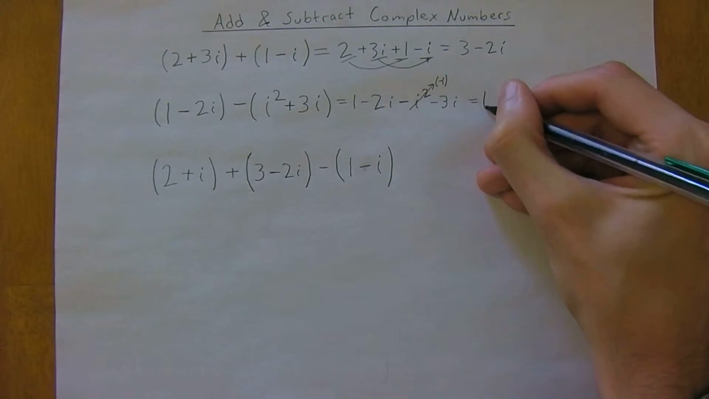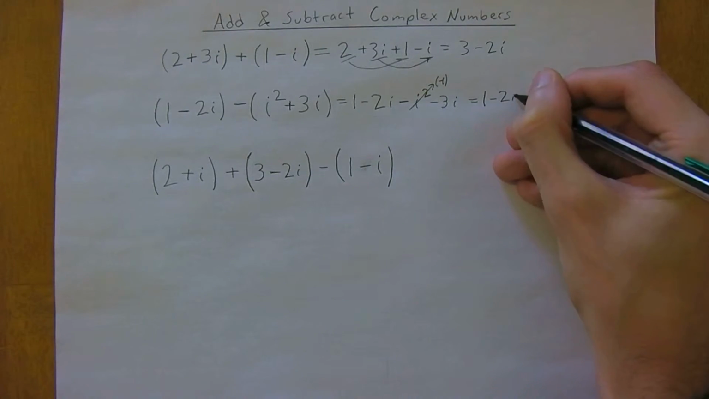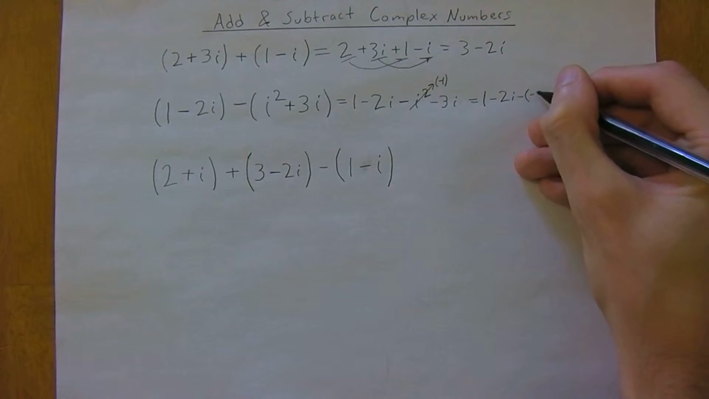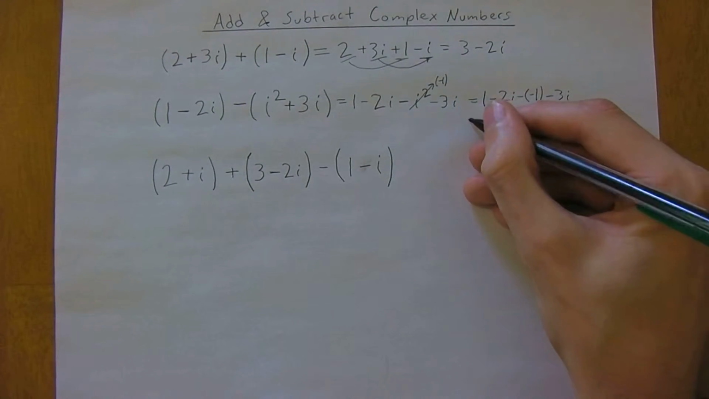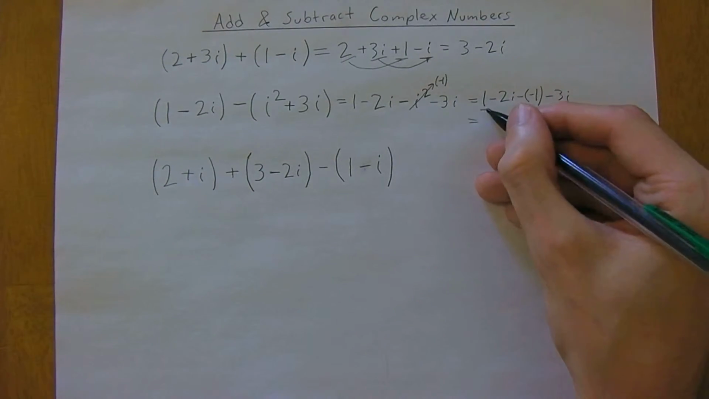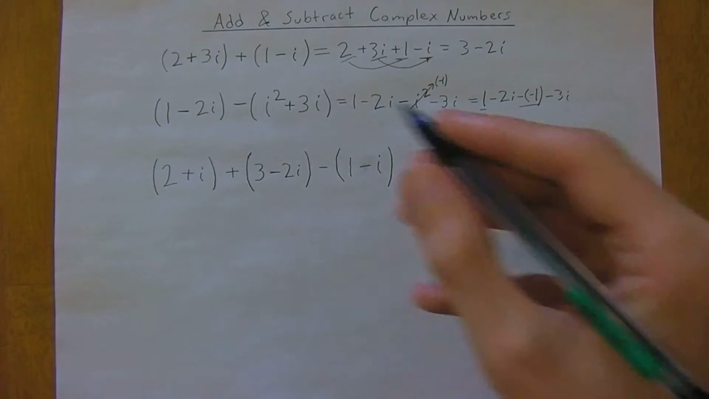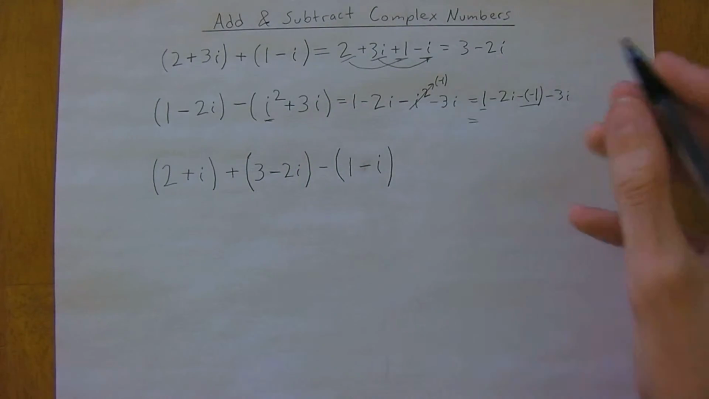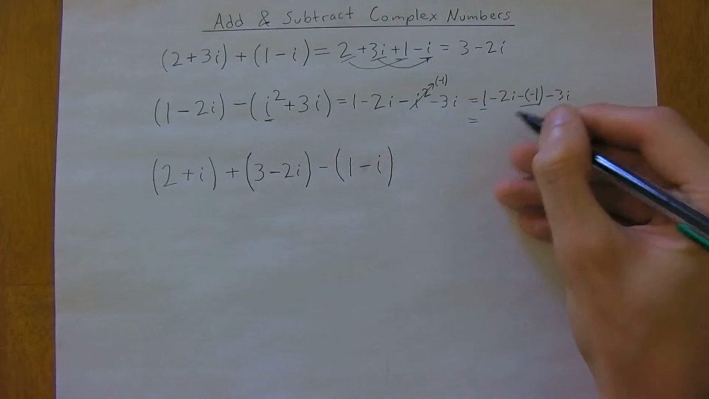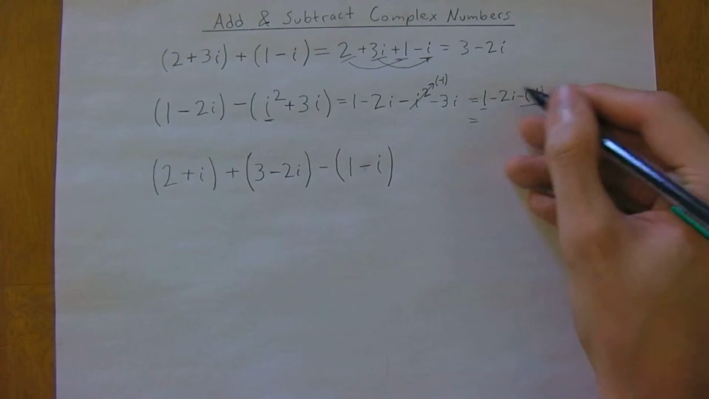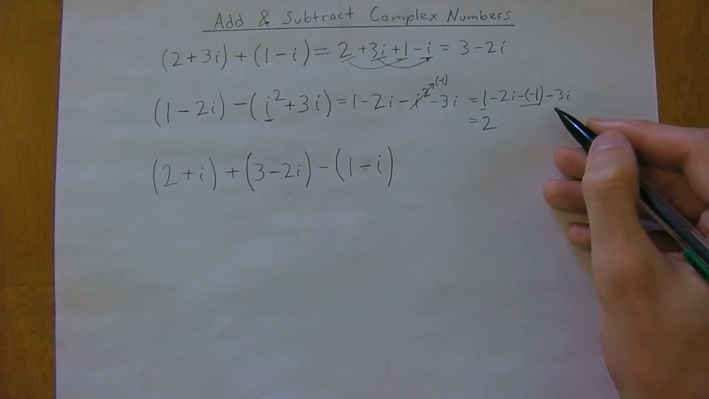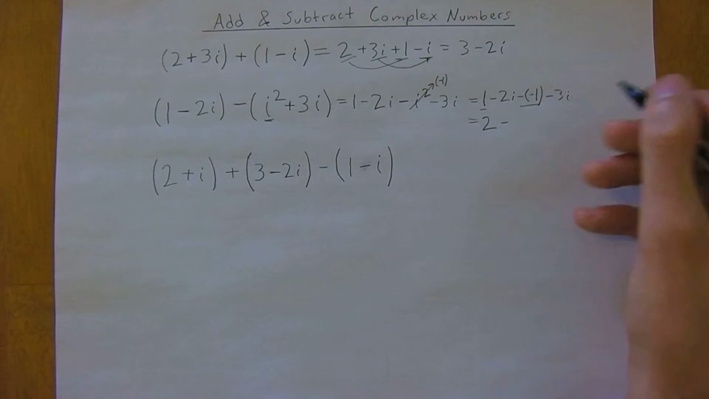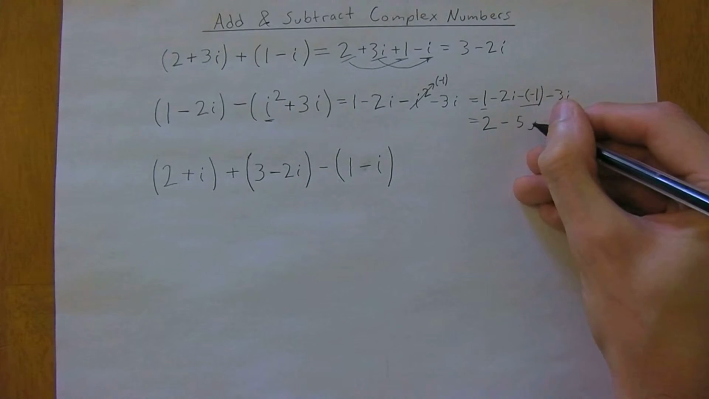So what we have is 1 minus 2i minus negative 1, which makes a positive, minus 3i. So now again we're just going to group together the real parts, and this was real. So 1 plus 1 is 2, and negative 2i minus 3i is negative 5i.